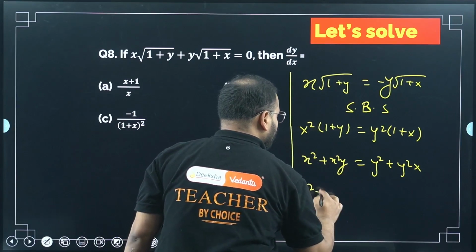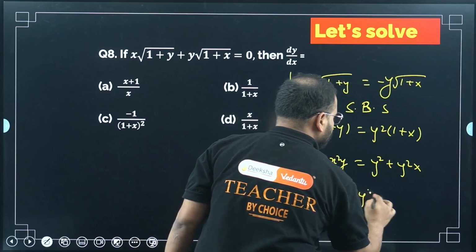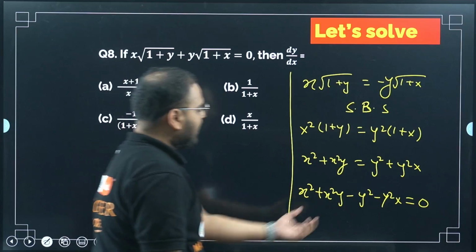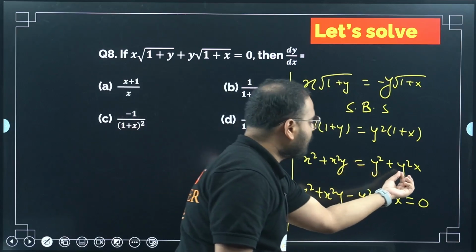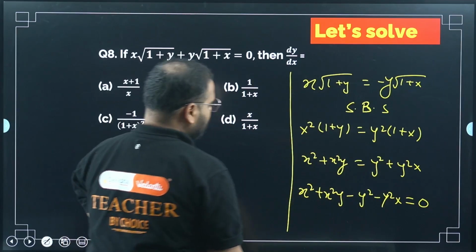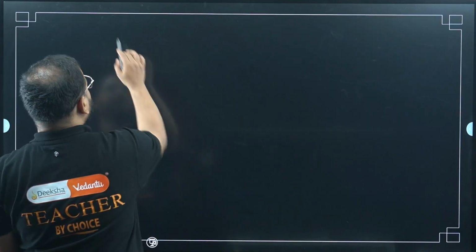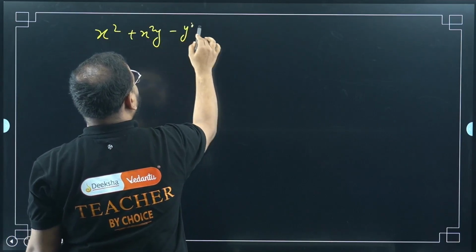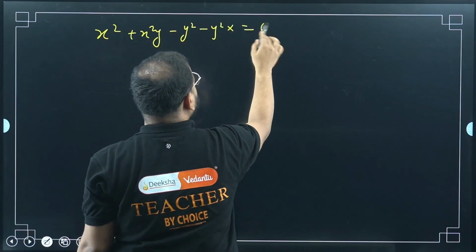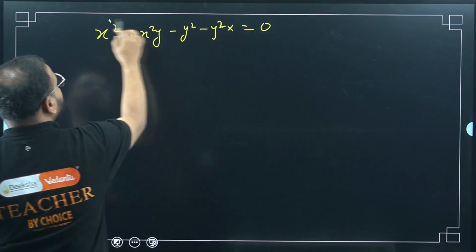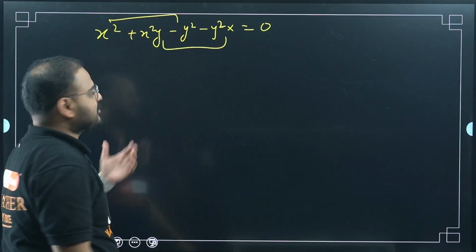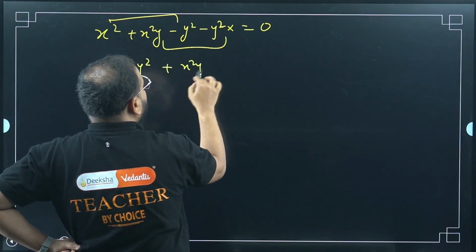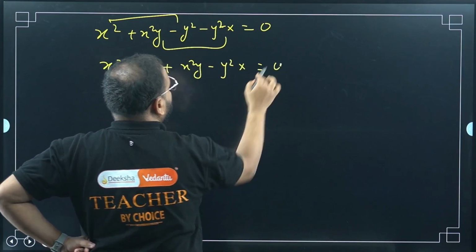Move these things over here. What am I going to get? x squared plus x squared y minus y squared minus y squared x equals 0. Correct? I move these two terms to the left-hand side, so y squared and y squared x will come on this side. Please look at the next slide. So I have the same steps written here. Now I can club these two together and these two together for the factorization part. So what am I going to get? x squared minus y squared plus x squared y minus y squared x equals 0. Please check it. These are my steps.